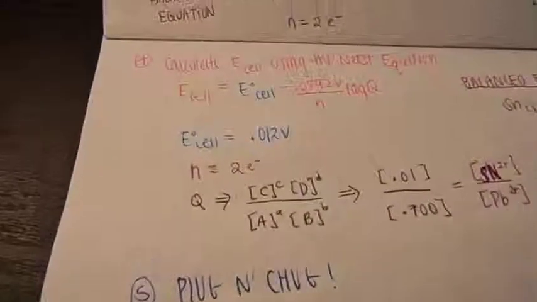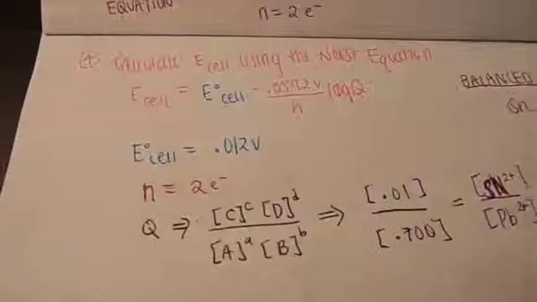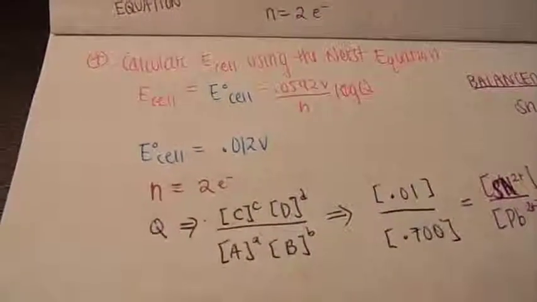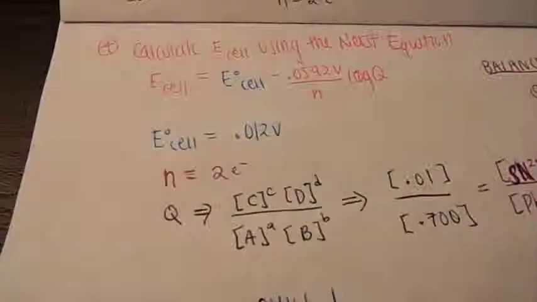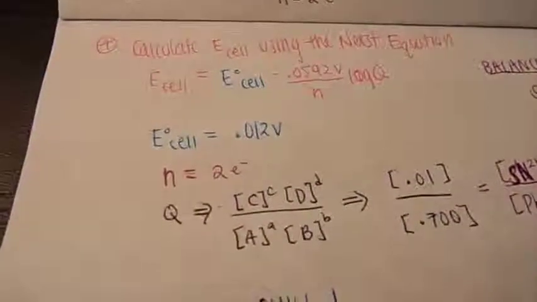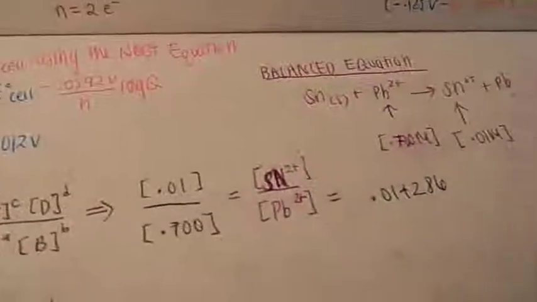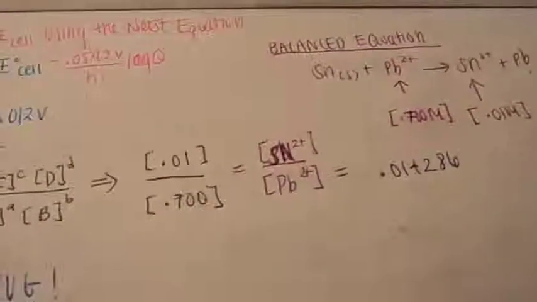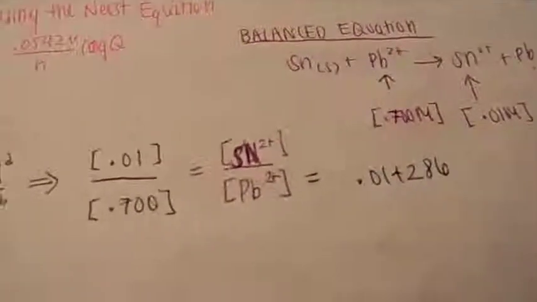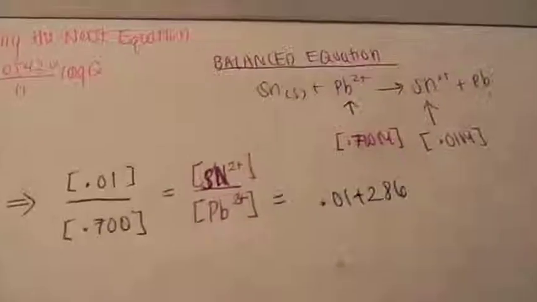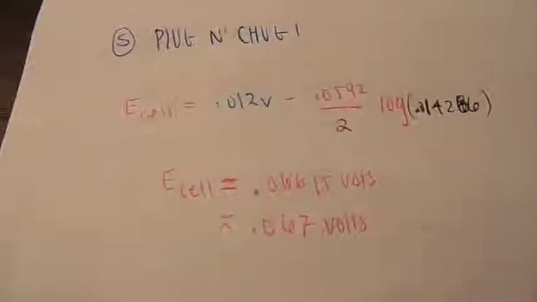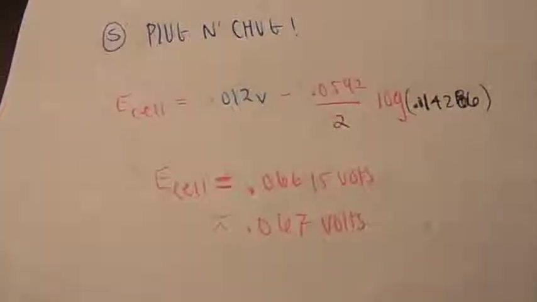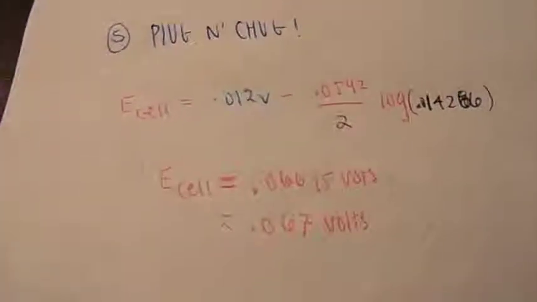Finally, using the Nernst equation, we have our values yet again for standard E cell, which is 0.012 volts, and we know that 2 moles of electrons were transferred during this process. Again, we are to find Q, and using the concentrations that were given at the beginning of the problem, we plug in the value. Taking these values, we plug and chug, and find, after plugging in all of our things, that the final voltage is 0.06615 volts.